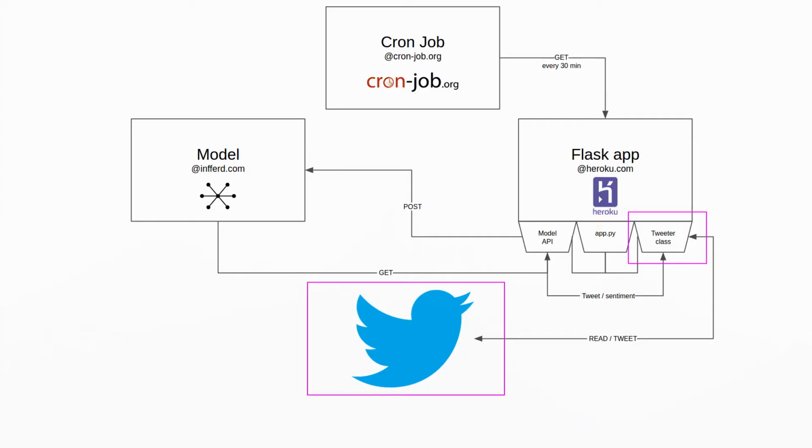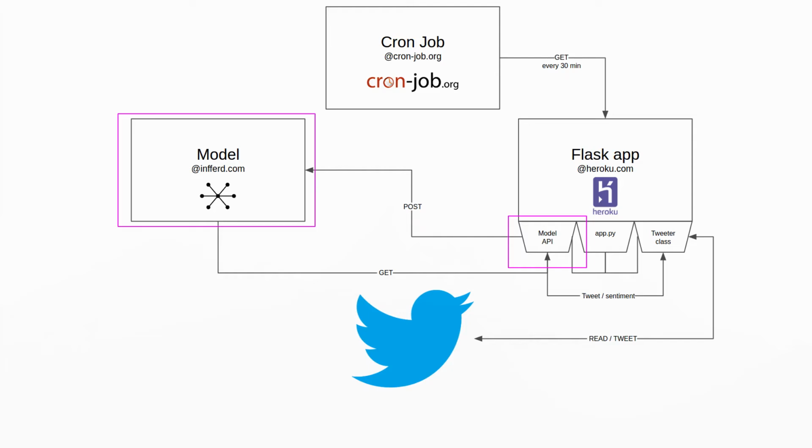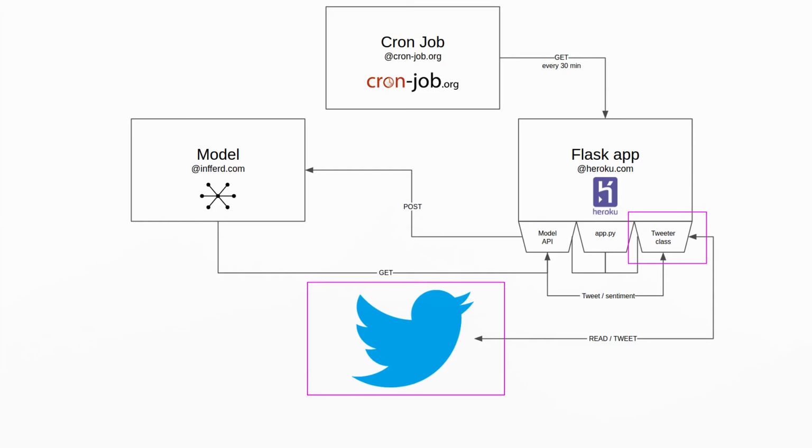Now, after getting those tweets, it sends those through the model API client to the model itself. The model infers the sentiment of each tweet, sends that back to the Flask app, and based on that, now we can reply to those tweets using the Twitter API client with a selected message. And we're done. That's it. That spins every half an hour.